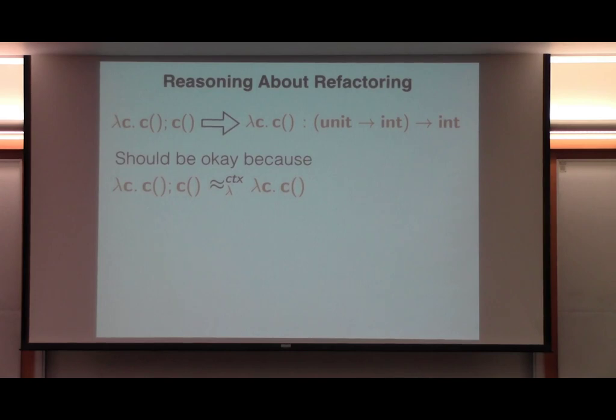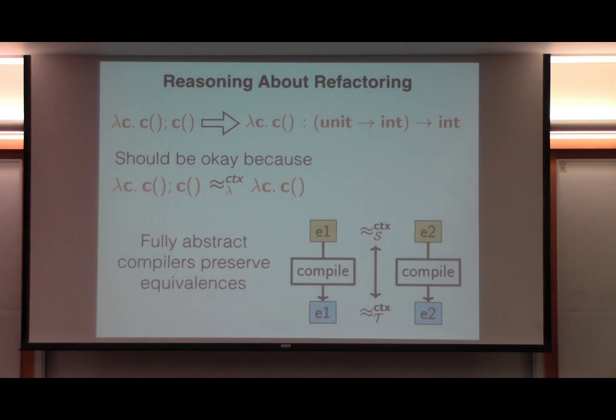Now, if we could build fully abstract compilers that could take my original code and my refactored code, compile it, and ensure that equivalence is preserved, then I know that the refactoring that I'm doing in the orange language is still valid even after linking, after I compile. That's what fully abstract compilation is giving us. It's giving the programmer the ability to reason in their source language.